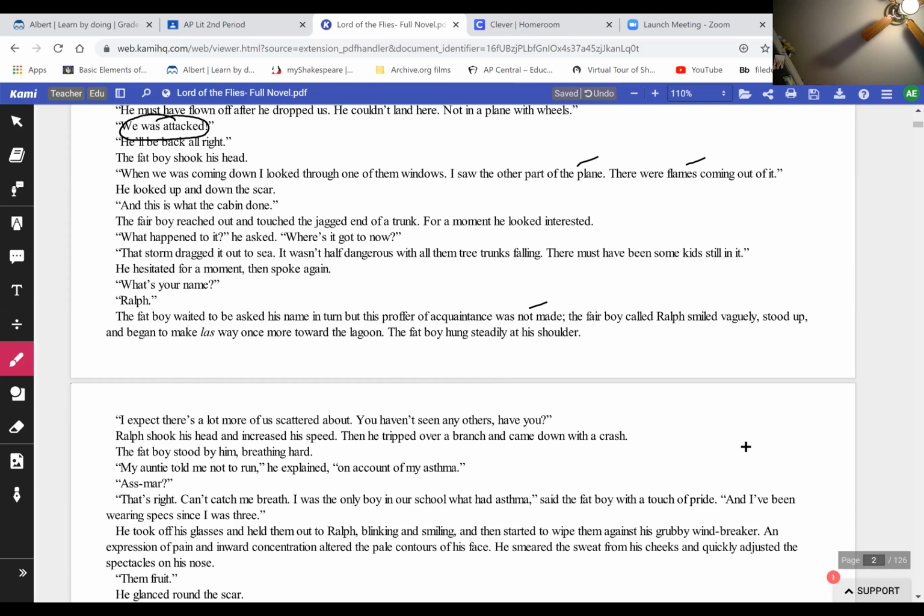Now, the issue is that Ralph becomes the leader on this island initially, and his first reaction is to reject Piggy. And the thing about Piggy is Piggy's symbolic of multiple things. One of them is intelligence, the other is civilization. And so the first thing we see is Ralph rejecting those very ideas. We'll get more to that later.